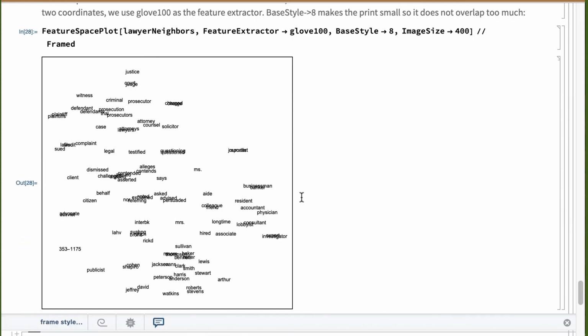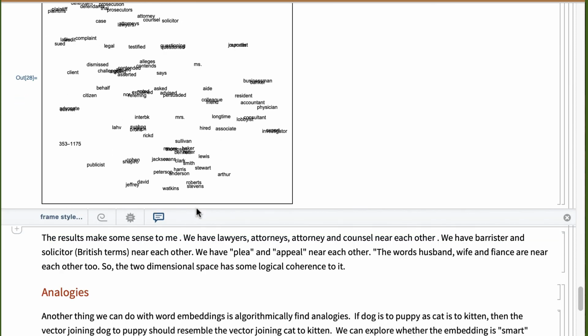All right, let's look at this and see if it makes sense. We have attorney, counsel, solicitor, attorney, lawyers, prosecutors, prosecution, defendant, defendants, plaintiff, plaintiffs. So it does seem to be organizing things. We've got businessman and banker here. I kind of get this. I think these are Supreme Court justices, that would be my guess. Justice Roberts and Justice Stevens. I don't know about Peterson. Wasn't there some scandalous case involving a Peterson? I don't know. All right, so that's what we've got, and they do make some sense.